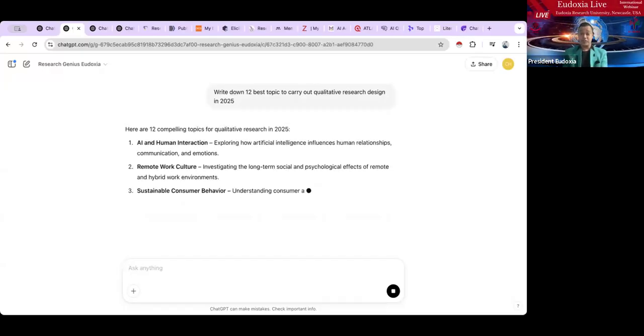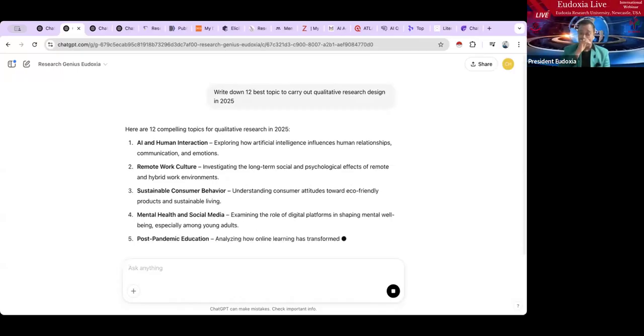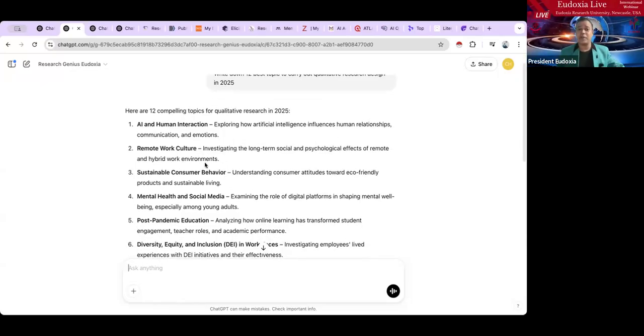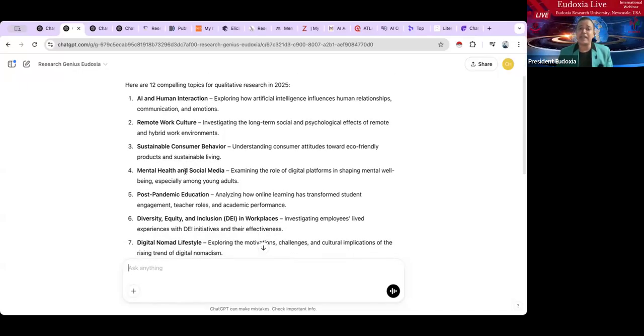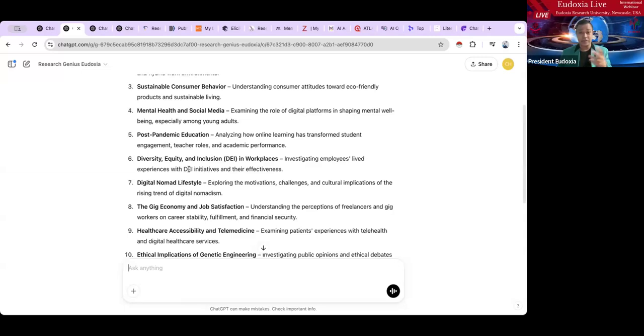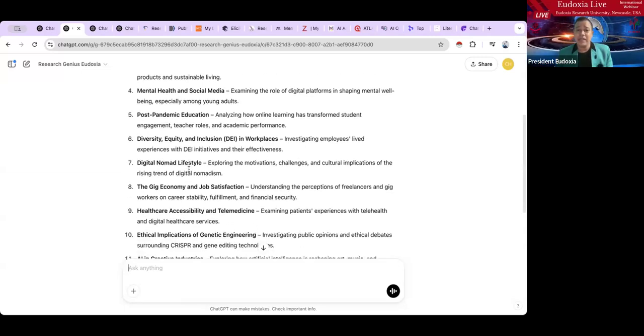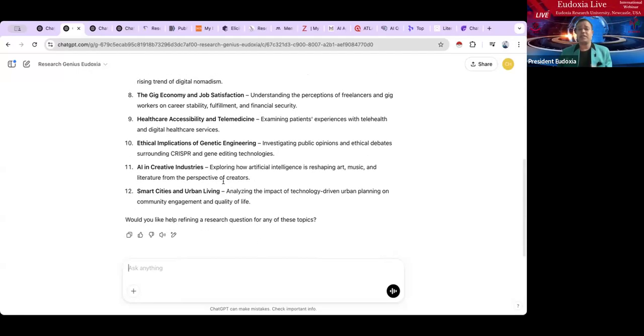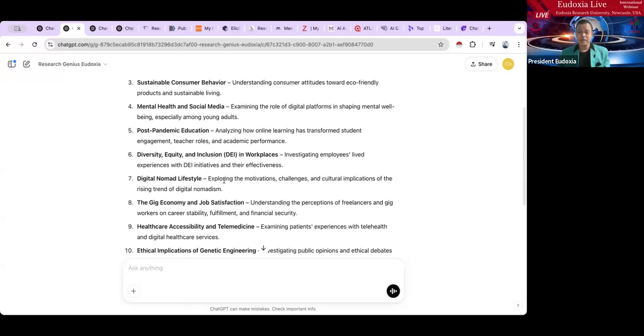I wanted to know the 12 best topics that I can carry out my research on, and I'm asking my GPT, Research Genius, what their answer will be. You can see here the first topic: AI and human interactions, exploring how artificial intelligence influences human relationships. Earlier we were doing qualitative research to understand human relationships. Now the topic is to explore how AI influences them. AI is also influencing human emotion and human communication. Remote work culture is another topic. Sustainable consumer behavior, mental health, social science, post-pandemic education, how education is changing now in a post-pandemic era, the gig economy, job satisfaction, healthcare. So many topics are there. These are the idea creation.